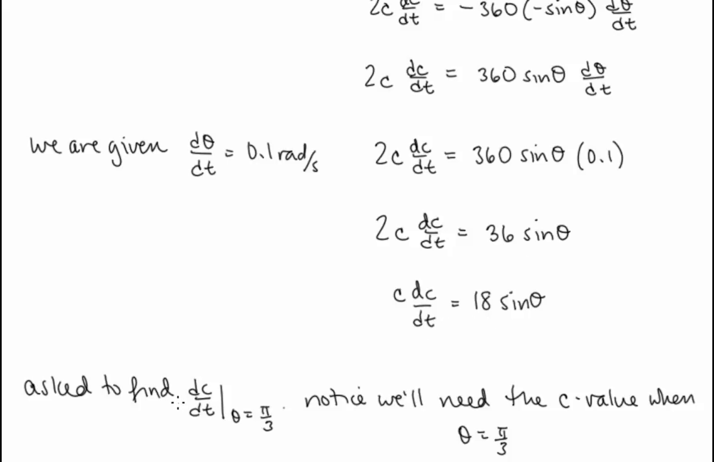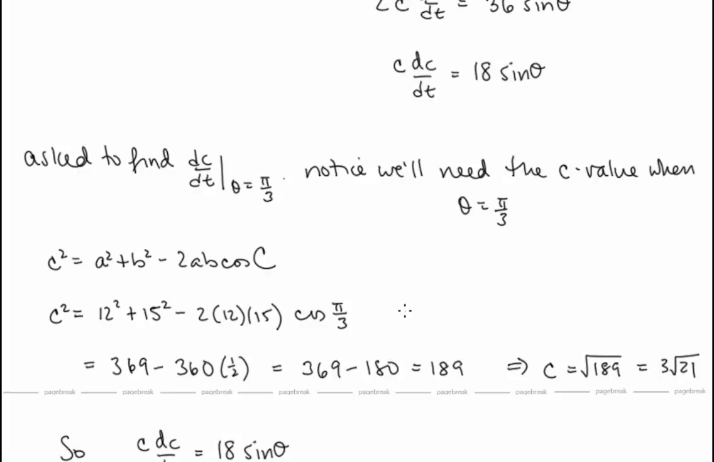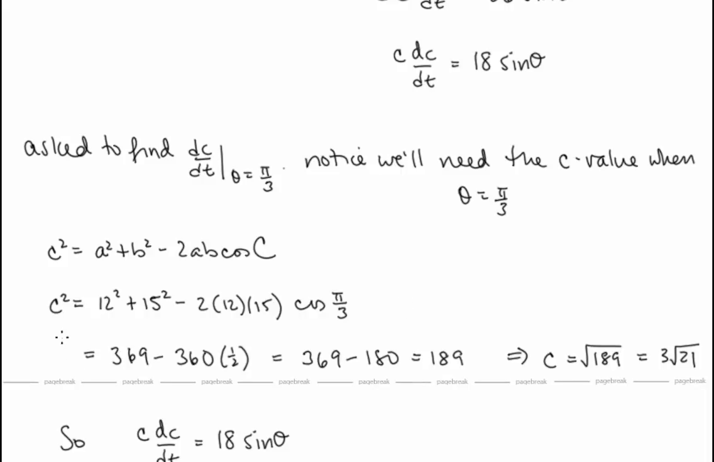And we're asked to find the rate at which the length of the third side is changing, so that's dc/dt, and they're asking for that value when the angle is pi over 3. So when theta is equal to pi over 3. So we're going to plug in theta equals pi over 3, and we're trying to solve for dc/dt, but notice in order to do that we're going to need the c value for when theta is equal to pi over 3. So let's use the equation that we started with, which is c squared is equal to 369 minus 360 cosine of angle theta.